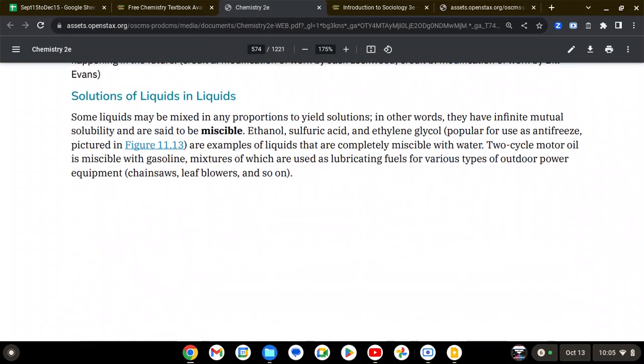Solutions of liquids in liquids. Some liquids may be mixed in any proportions to yield solutions. In other words, they have infinite mutual solubility and are said to be miscible. Ethanol, sulfuric acid, and ethylene glycol are examples of liquids that are completely miscible with water. Two-cycle motor oil is miscible with gasoline, mixtures of which are used as lubricating fuels for various types of outdoor power equipment.